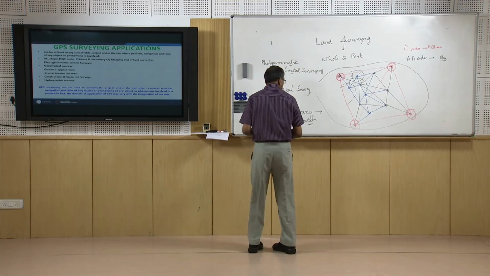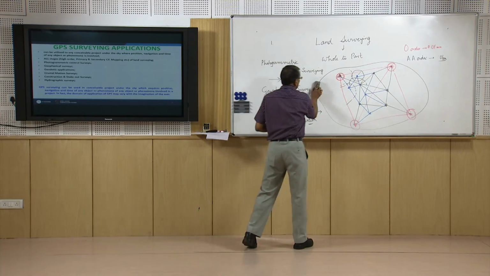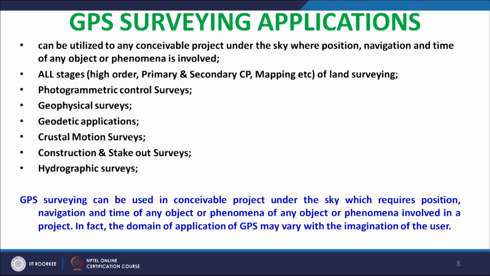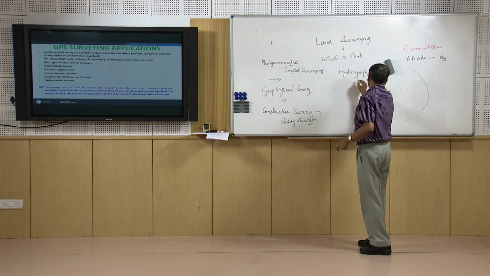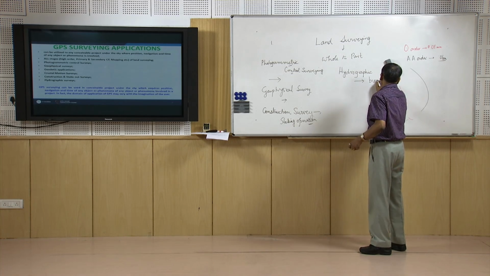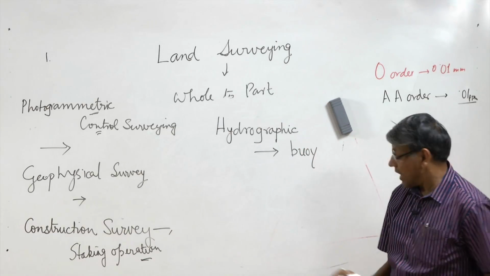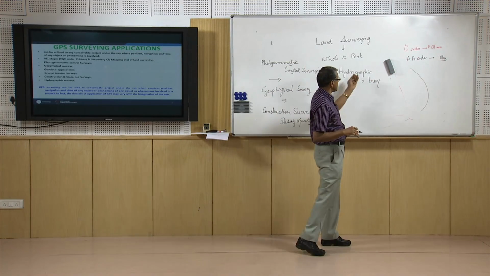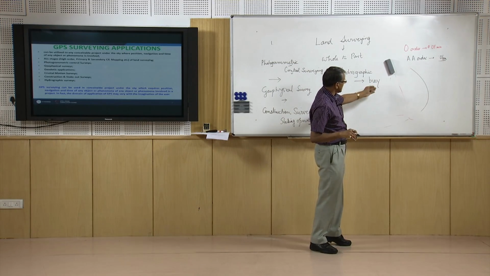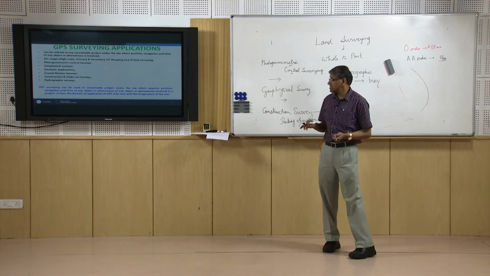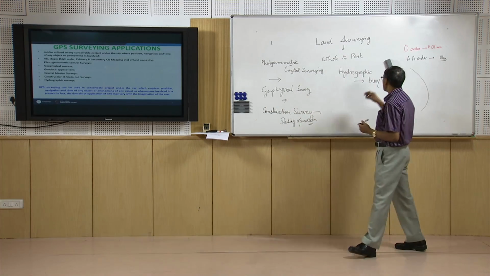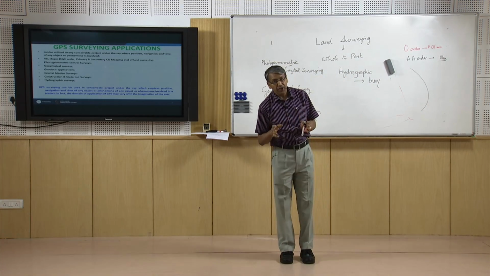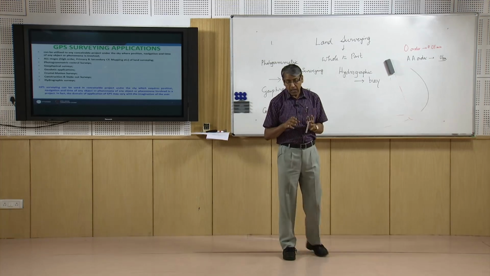Now another area of survey which is benefited by GPS and widely uses GPS is hydrographic survey. In hydrographic survey generally a buoy is used to find out the coastal variations of the water level, and that is quite easily measured by using GPS. Now this is in short about what GPS can do and how GPS can be used in surveying.